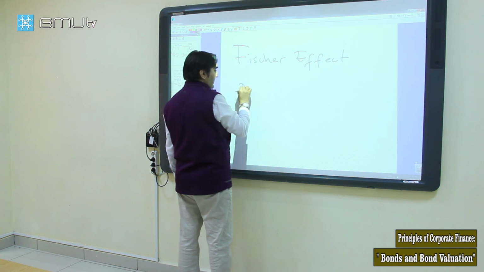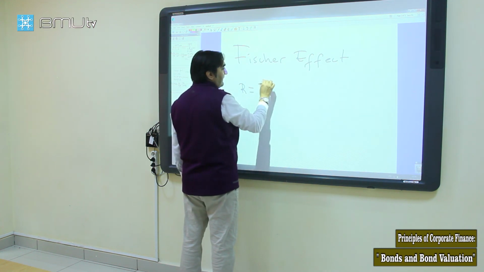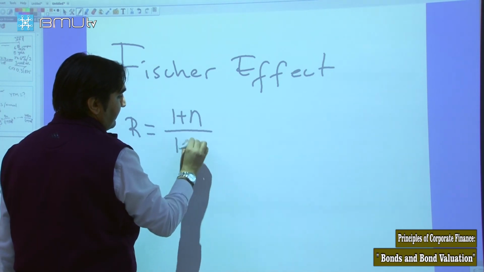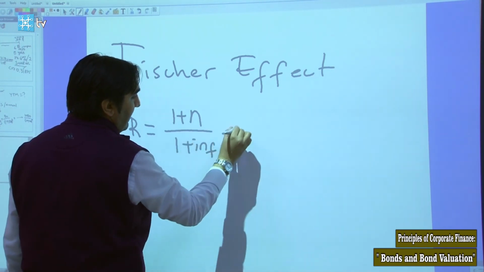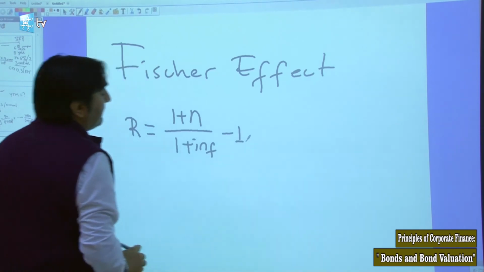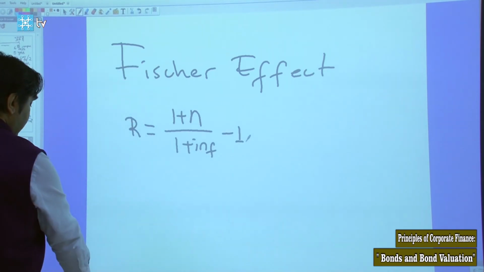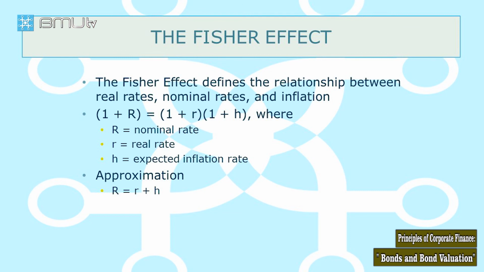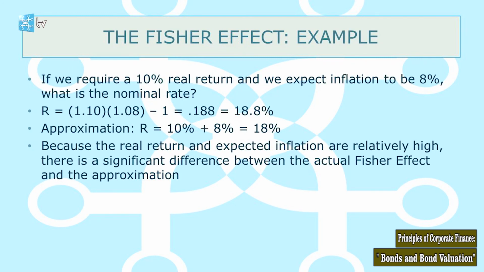The real rate is adjusting the nominal rate with inflation, minus 1. With this adjustment, we get the real rate. As an approximation, the nominal rate equals the real rate plus inflation. That's approximately equal. We have an example here.